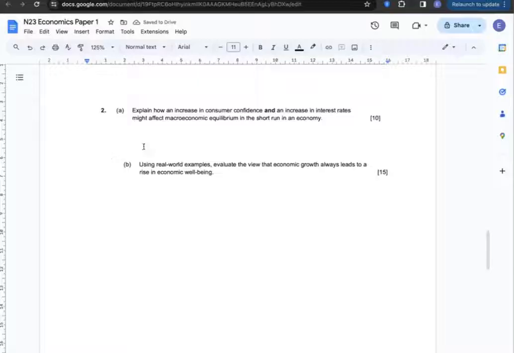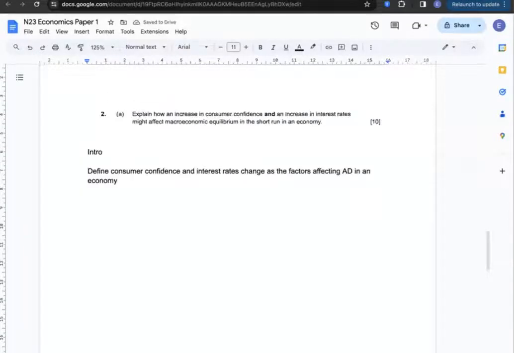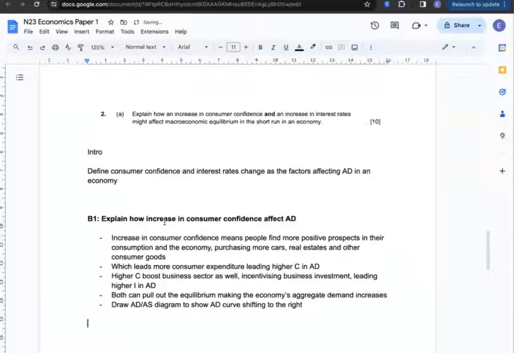Question number 2A. Explain how an increase in consumer confidence and an increase in interest rates might affect macroeconomic equilibrium in the short run in an economy. My intro will define consumer confidence and interest rate change as the factors affecting AD in an economy. And in body 1, I can explain how an increase in consumer confidence affects AD.